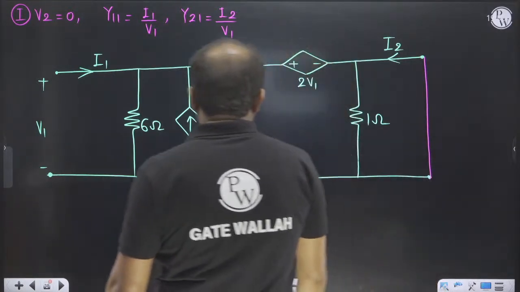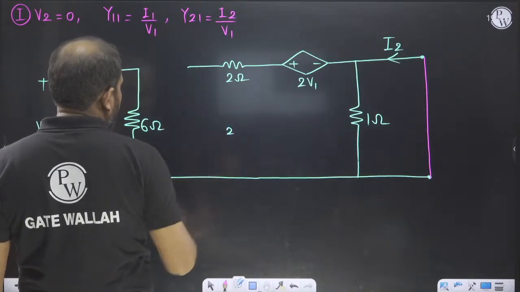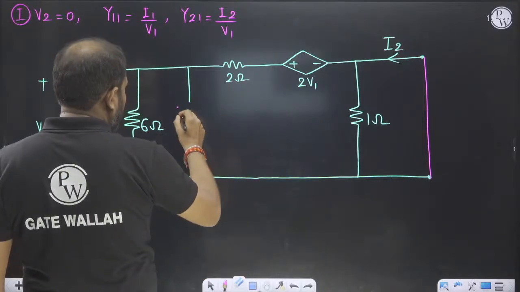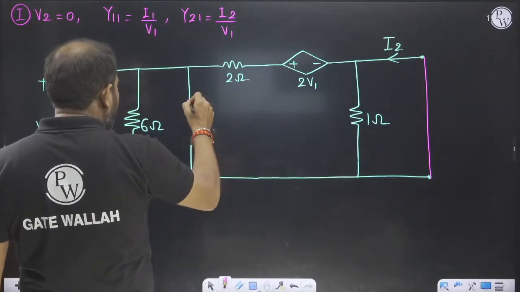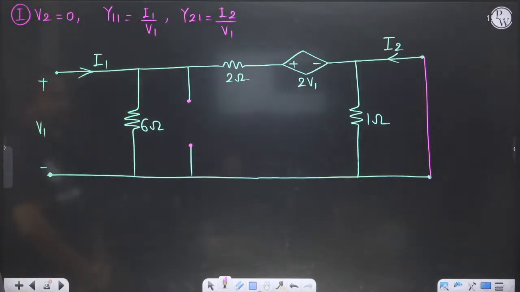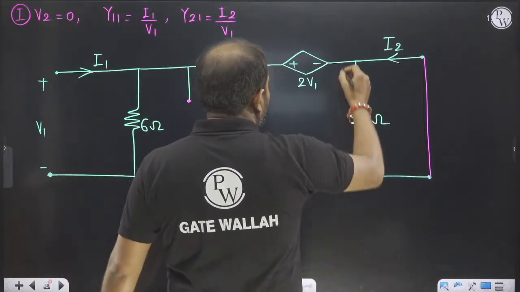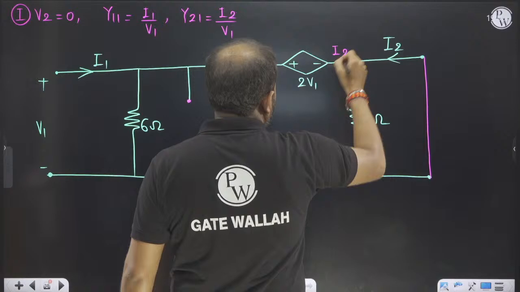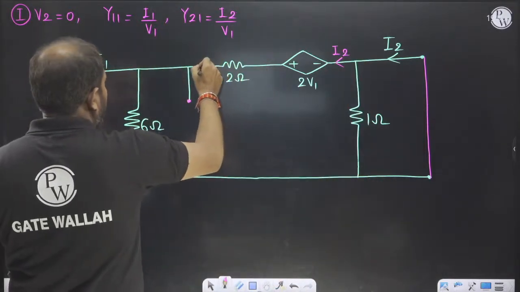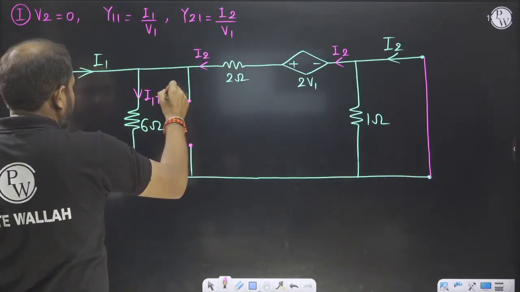If V2 is equal to 0, this one is open circuit. Now it is very easy to calculate. This one is short, so this 1 ohm is not a factor. So this I2 current will flow in this direction only. Then we have I1 plus I2.